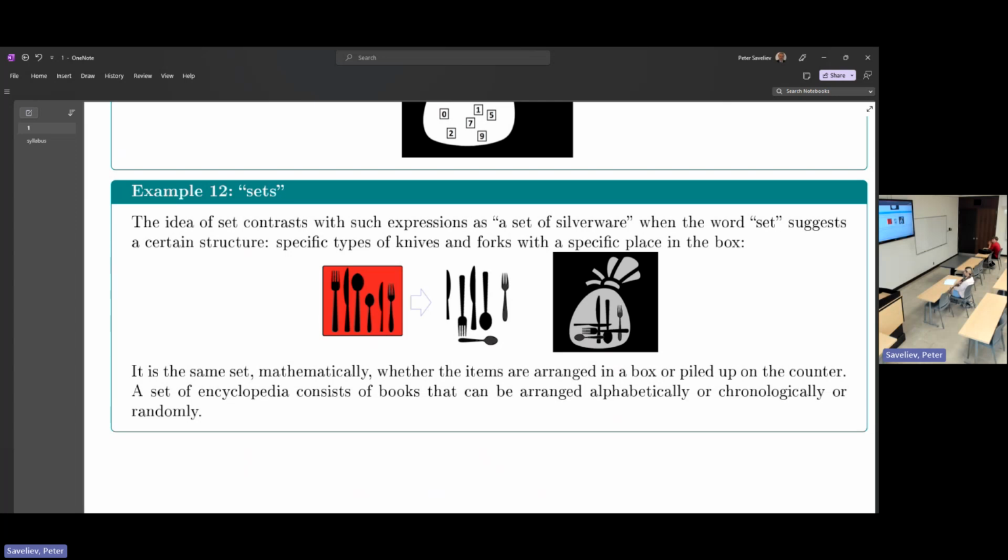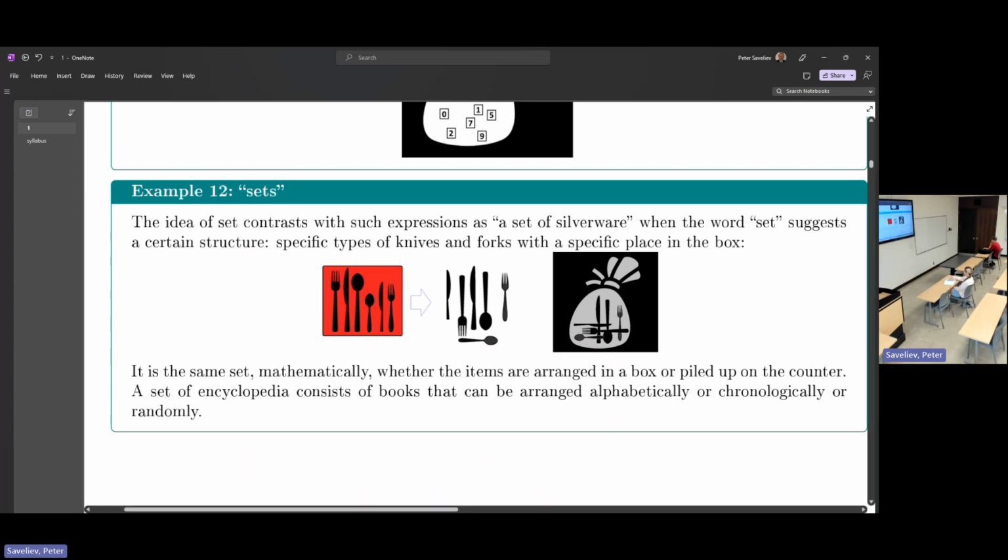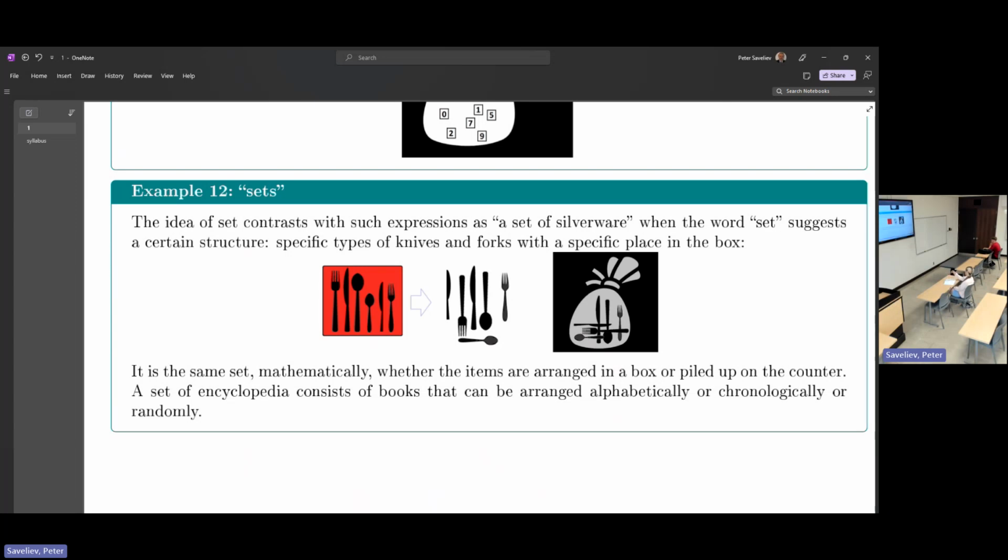But once again, remember there is no structure. The fact that there's a mold there, and the fork is next to the knife, for example, that is the structure. That is the order of things in the box, and we get rid of it. In the set, there is no order.